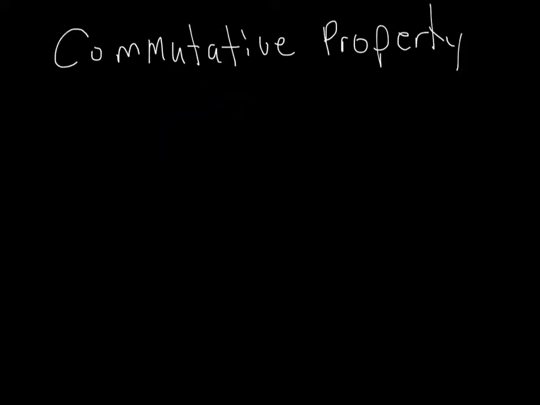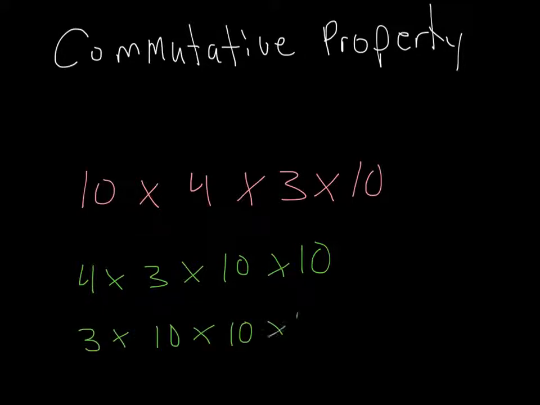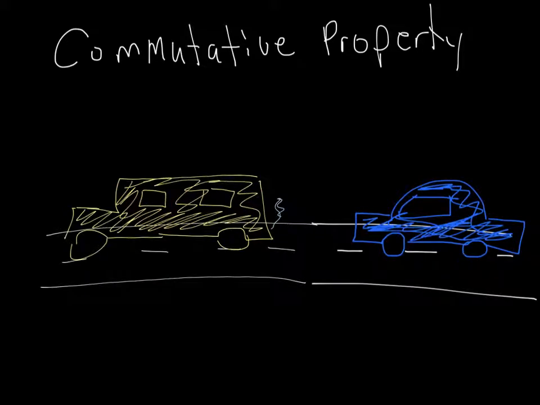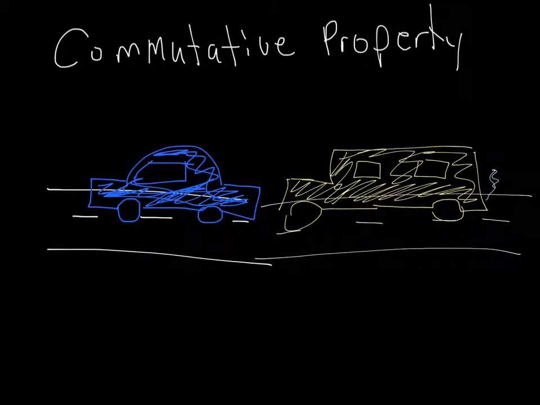This is called commutative property. What that means is that I can move all of my numbers and I'll still have the same result. So I can do 4 times 3 times 10 times 10, or I can do 3 times 10 times 10 times 4. It all equals the same product. The easiest way to think of this is like a commute. Okay? When you're driving somewhere, you're still able to move it around and you're still going to get somewhere. This works with our numbers as long as everything is being multiplied.